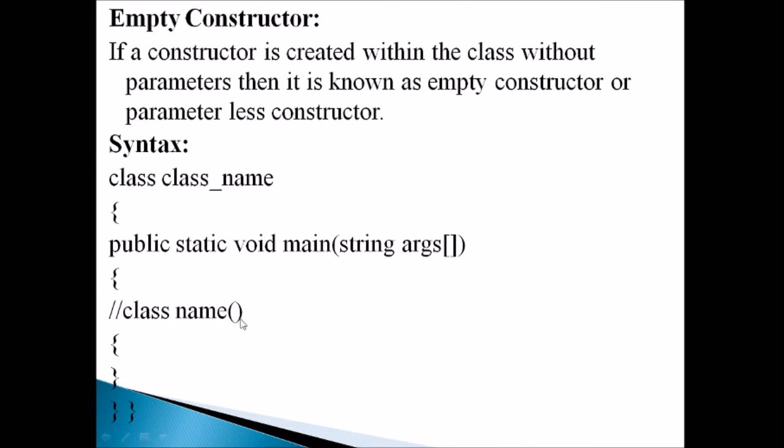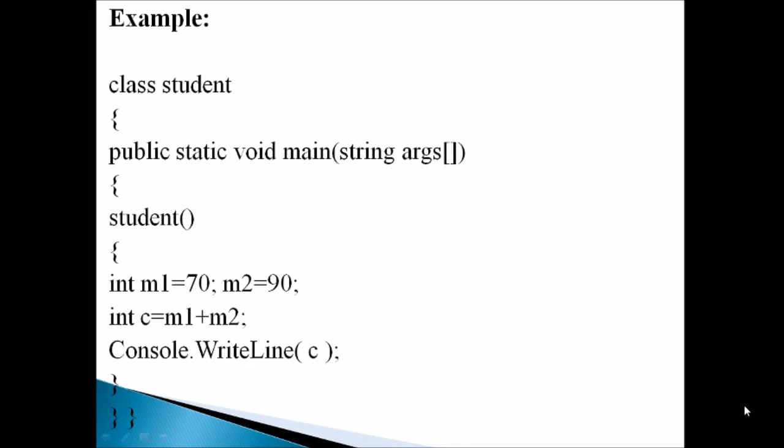Okay, but within the brackets there are no parameters, though it may have a block. Whereas the default constructor will not have a block of statements, an empty constructor may have a block of statements. Okay, and then main and class are closed with respective close curly braces. So this is the syntax for an empty constructor. Let us see the example.